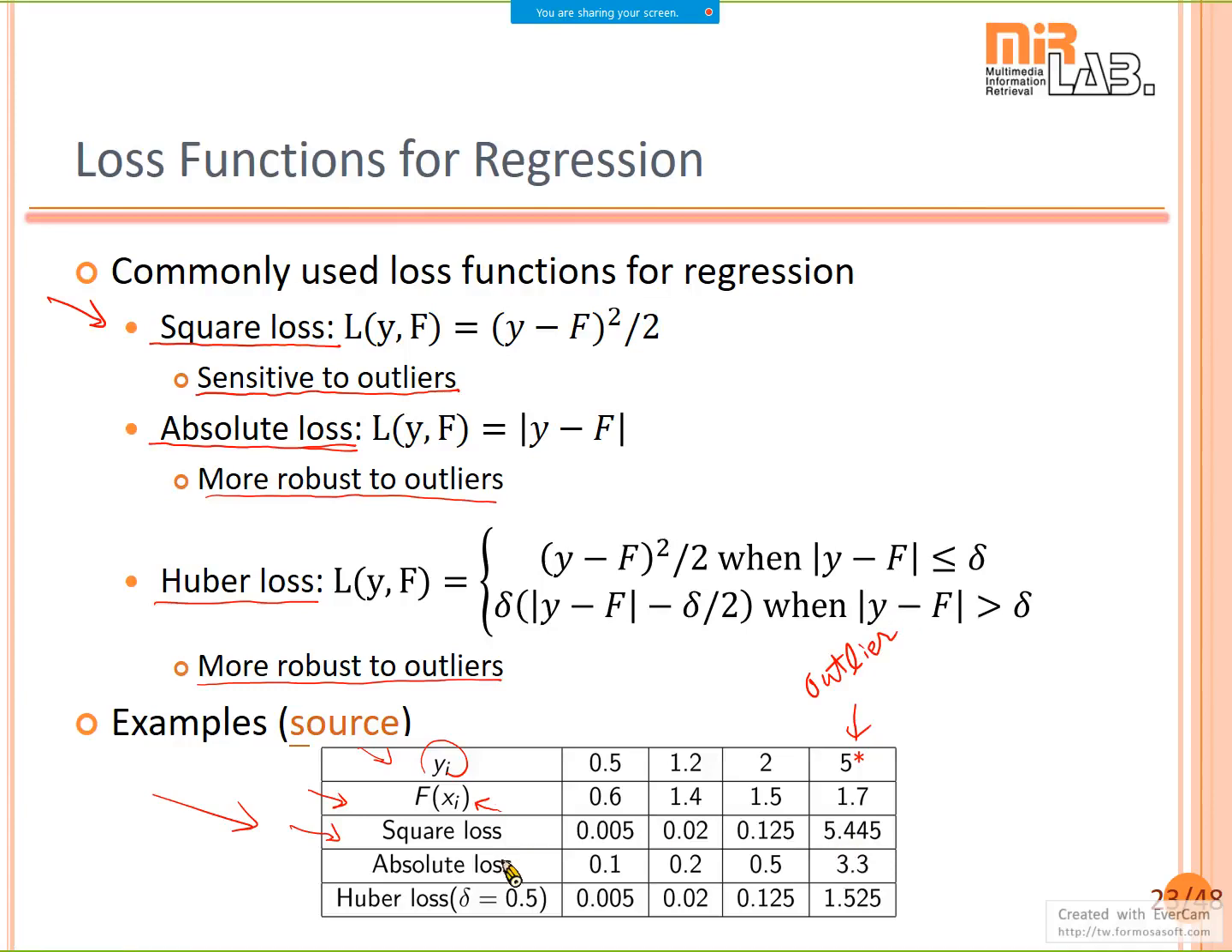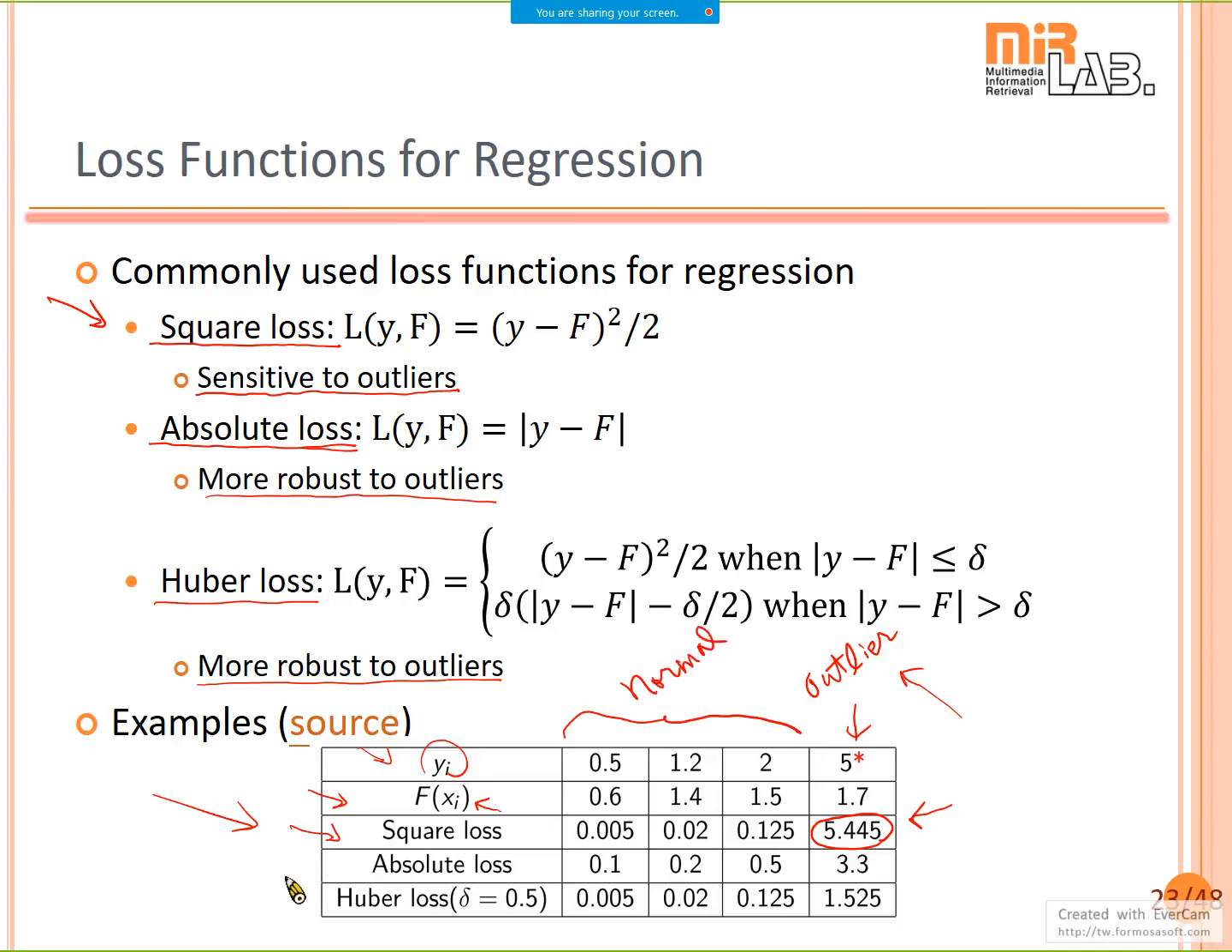So for the outlier part, with the square loss, you can see there is a large value for the outlier. So this is no good, because the model will pay much more attention to correcting this data. So you are putting more energy on correcting the outlier, and for the other, normal data, the fitting will suffer.